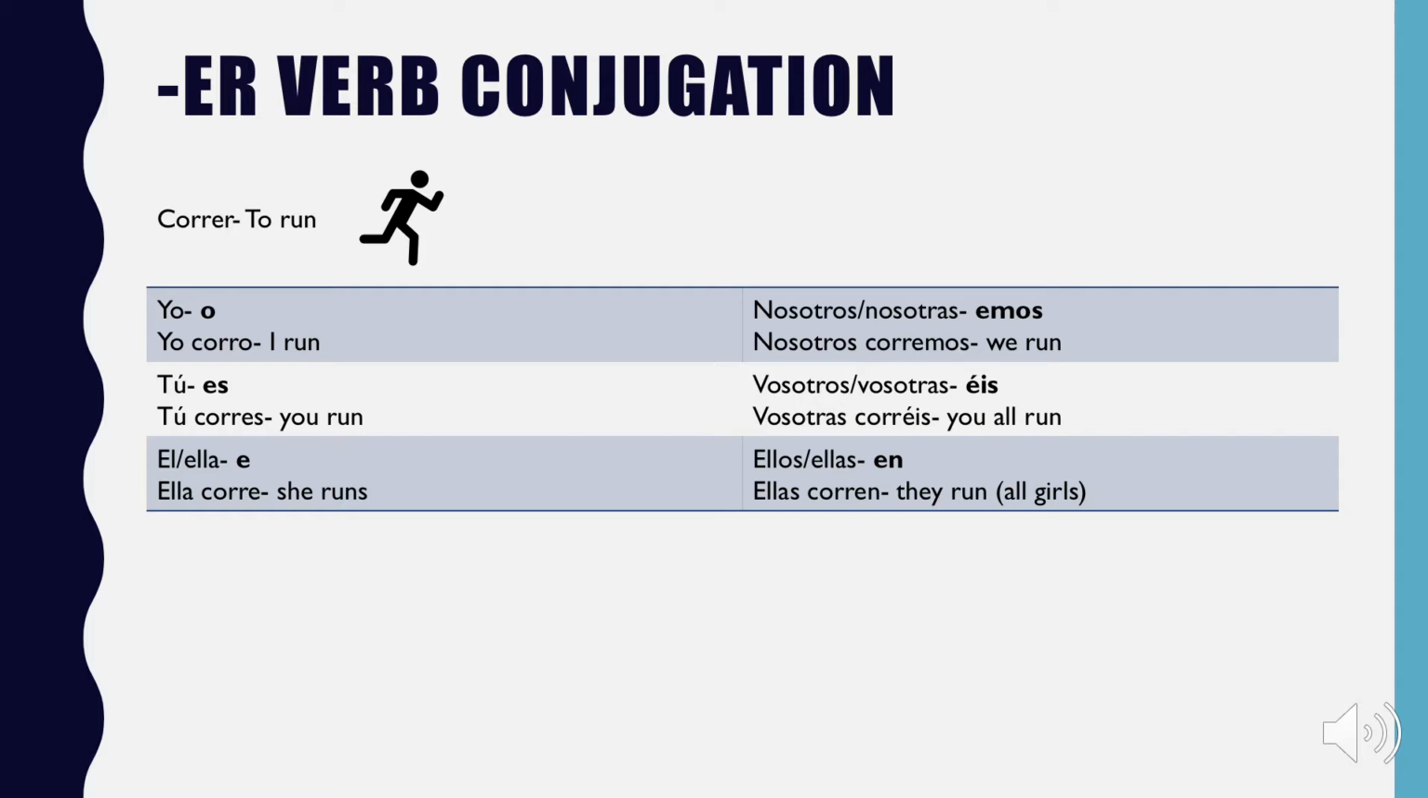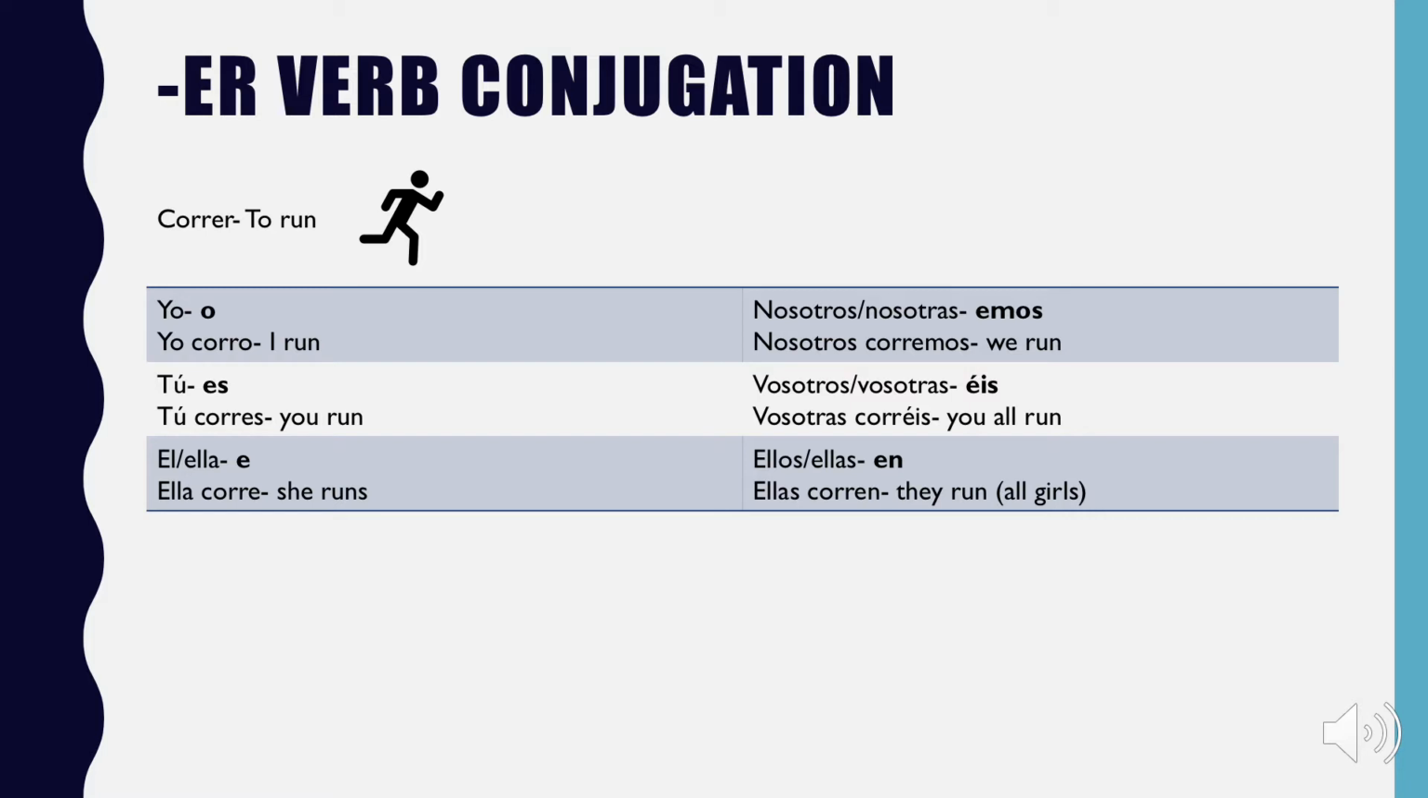Next we have the ER verbs. We're going to use the verb correr, which means to run. The yo form is the same as AR verbs, so how do you make the yo form? That's right, you replace the ending with an O. So in this case, we replace the ER ending with an O and we say yo corro, I run.